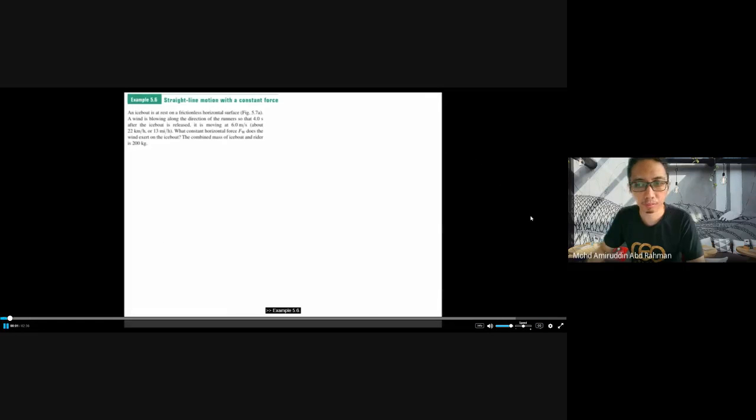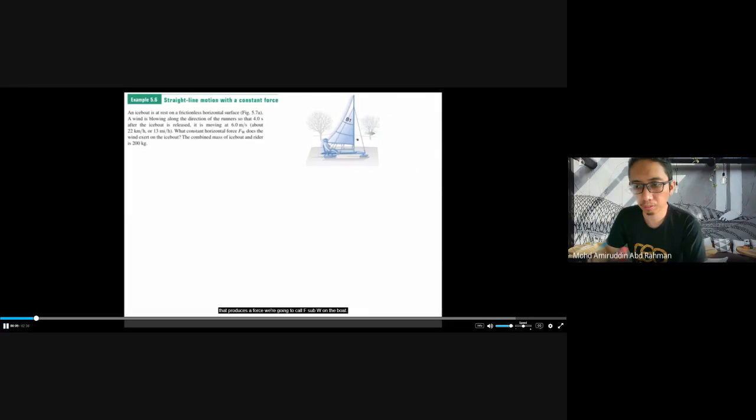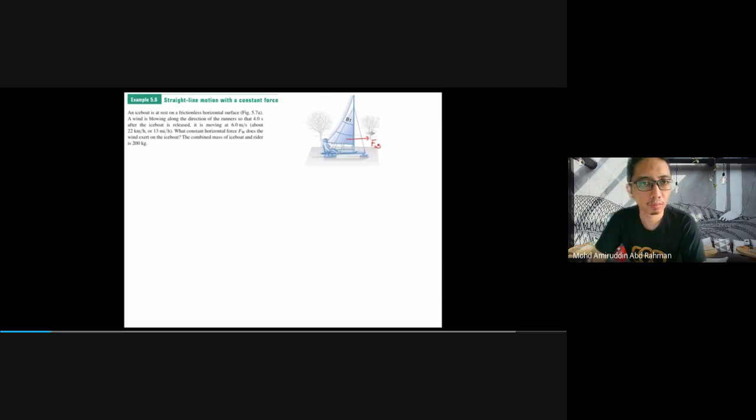Example 5.6: an ice boat is at rest on a frictionless horizontal surface, as shown in this diagram. There's a wind blowing to the right that produces a force we're going to call F sub W on the boat. The other two forces are, of course, the weight of the boat, which acts straight down, and a normal force from contact with the ice acting up. We're told that the boat starts at rest, and then 4 seconds later it's moving at 6 meters per second. From this information, we'd like to calculate the wind force on the boat.